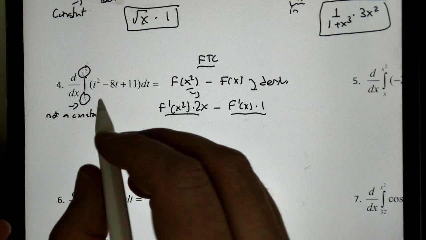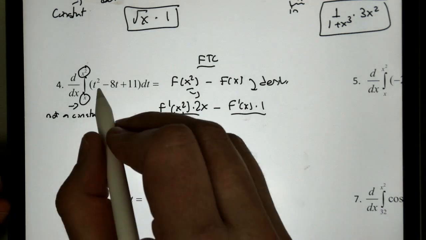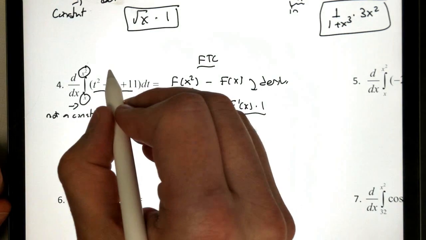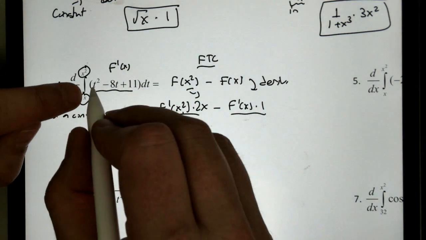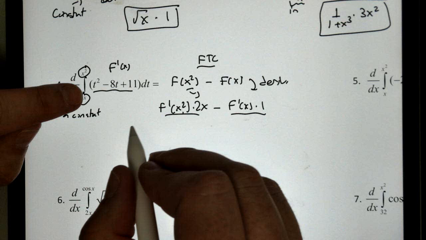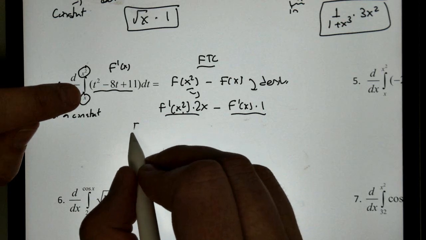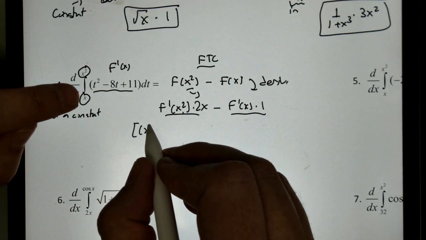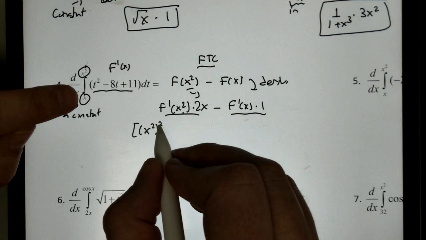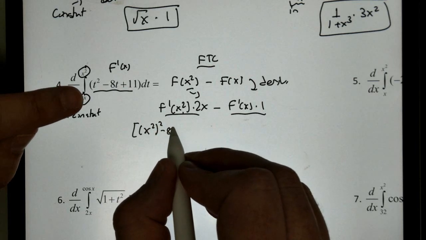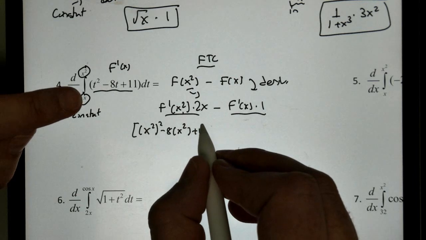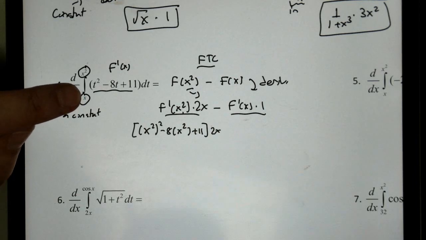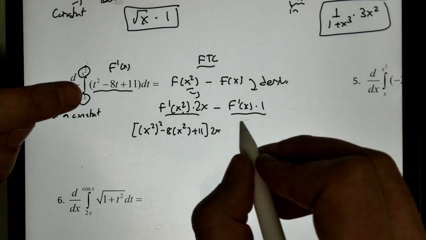So what we have to do is plug both of these into our derivative. Remember, that's my derivative. So what am I going to do? Everywhere I see a t, I replace it with an x squared first. So, ready? This is going to become x squared squared minus 8 times x squared plus 11. Be careful. Don't forget your chain rule times 2x.